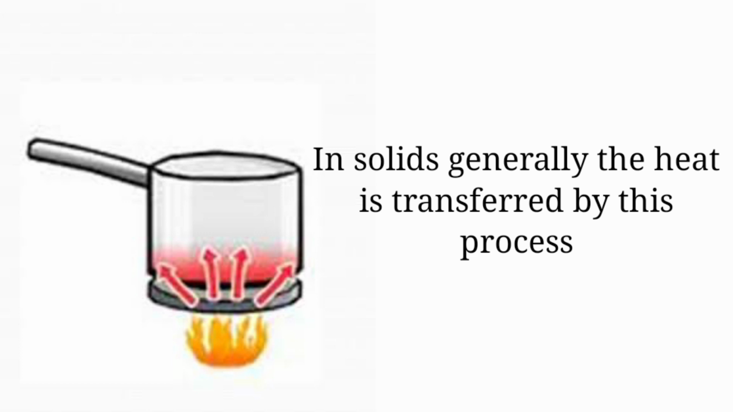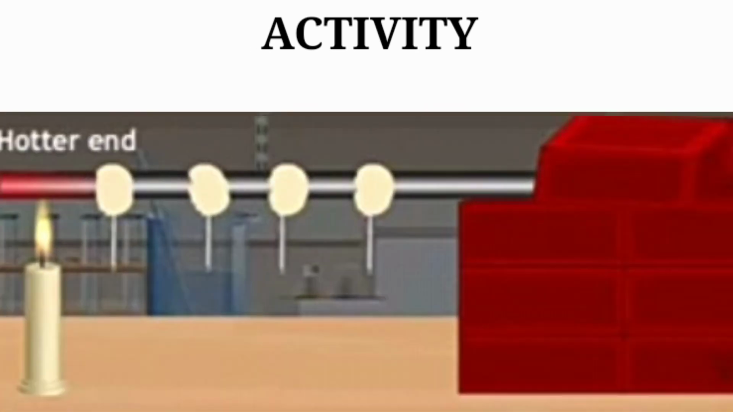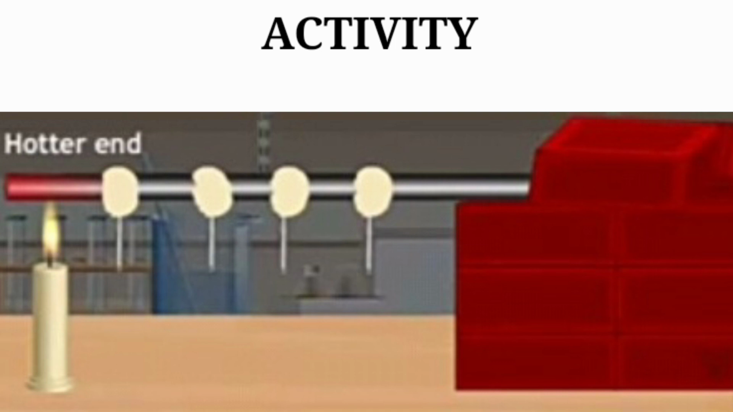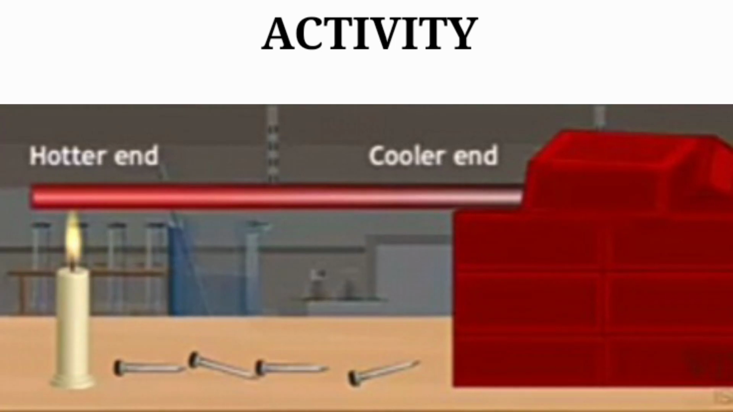In solids, generally the heat is transferred by the process of conduction. Now let us understand the activity. Take a metal rod and fix pins using wax along its length at different intervals. Now heat one end of the rod. You will observe as the rod gets hot, the wax melts and the pins start falling off.